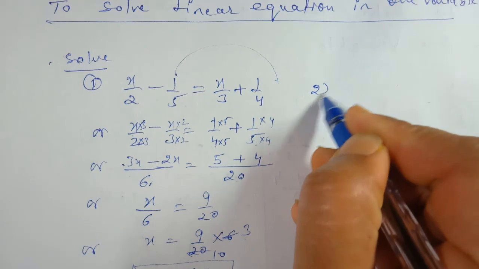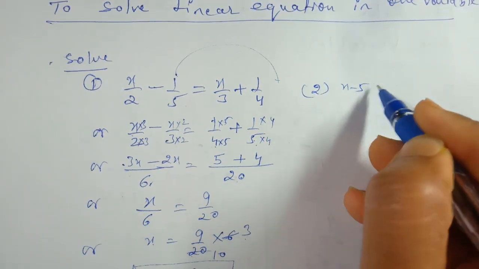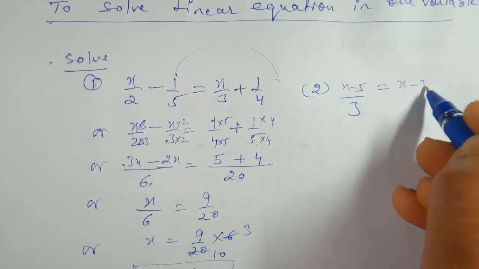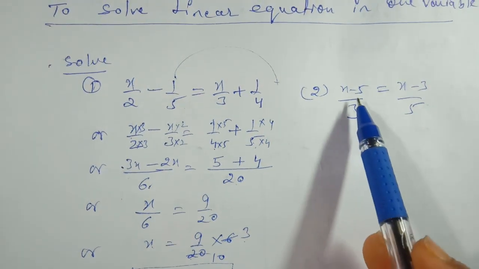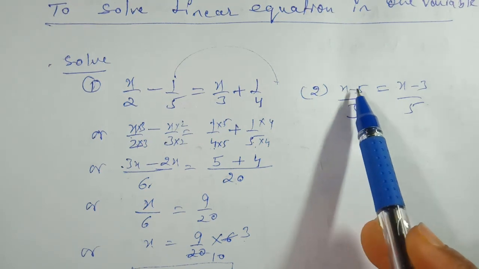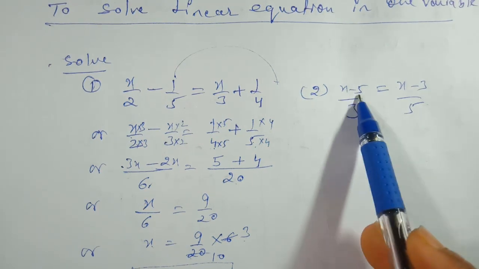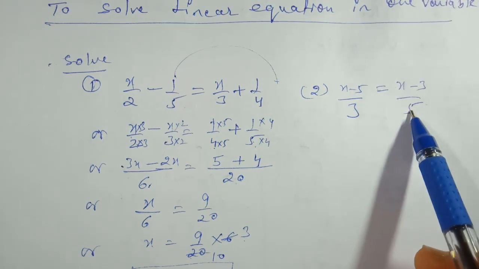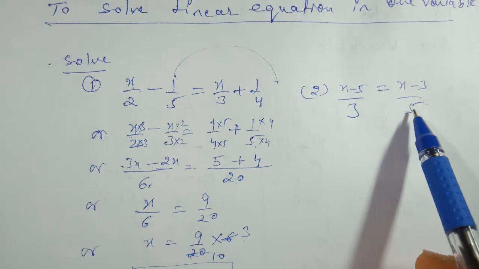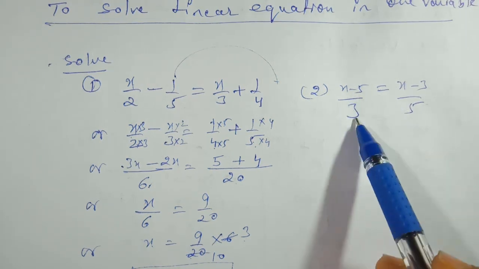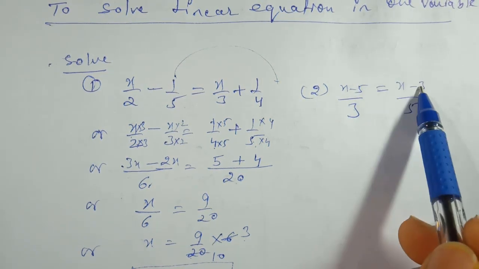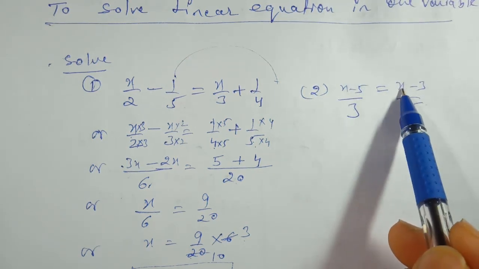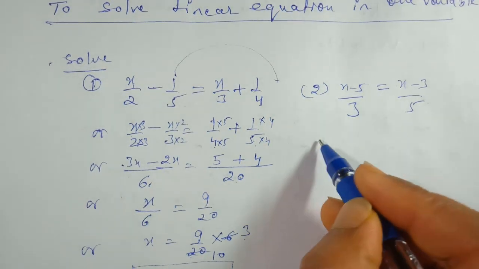Second example. x minus 5 upon 3 equal to x minus 3 upon 5. Here we have x in combination with 5, and both have the denominator 3. x minus 3 on the other side, both have the denominator 5. So unless and until we remove the denominator, we cannot split them separately, because 5 is in combination here, 3 is in combination here. So first of all we have to remove the denominator.